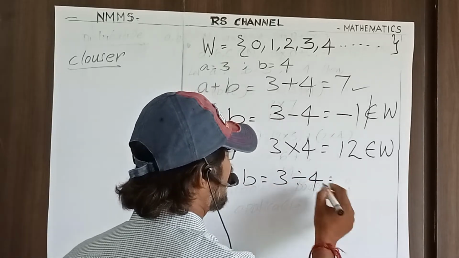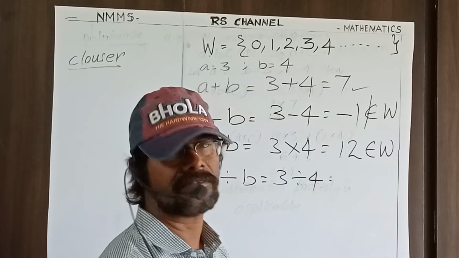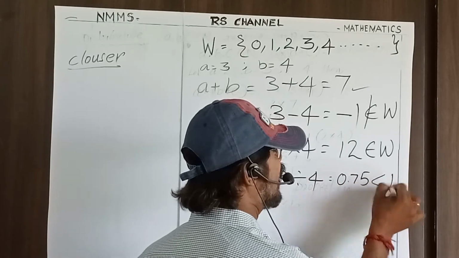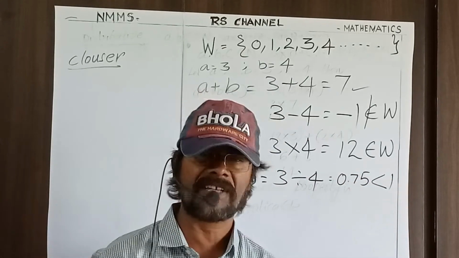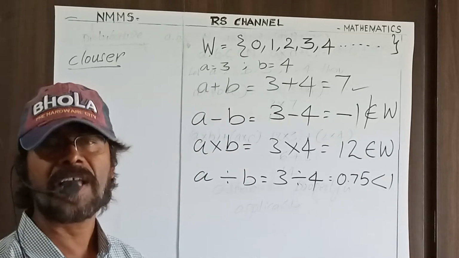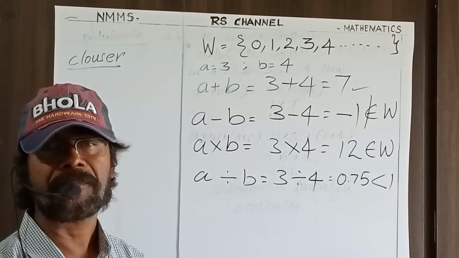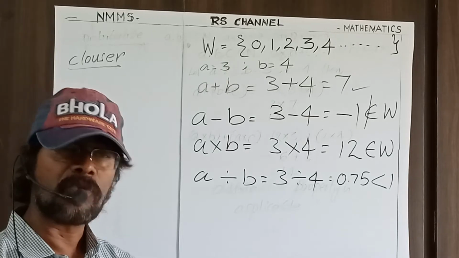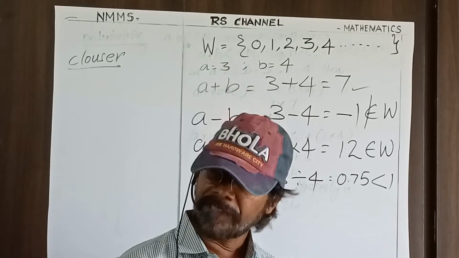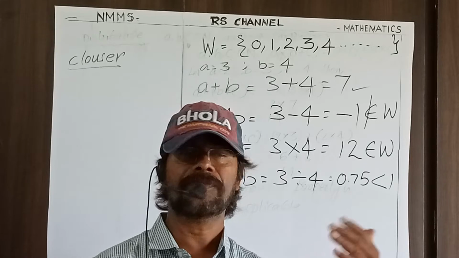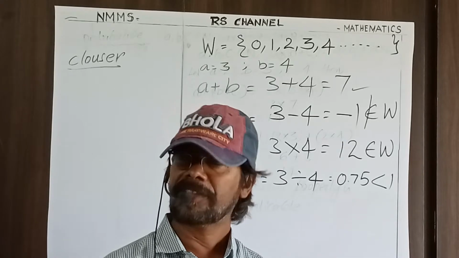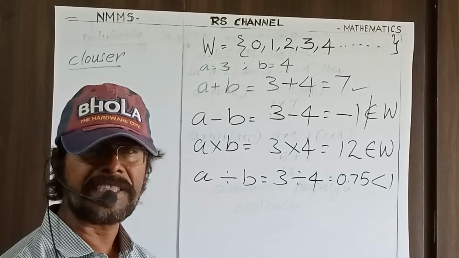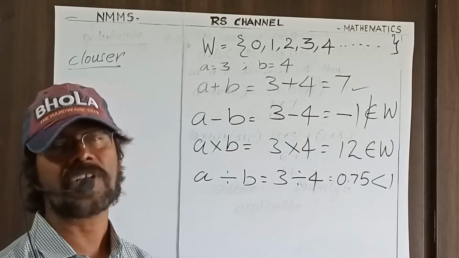We get the answer less than 1. We get 0.75, which is less than 1. So this 0.75, a decimal number, does not belong to whole numbers. So this is also not applicable. So only two operations are applicable for this property. Addition is closed in whole numbers. Multiplication is closed in whole numbers. And it is the same way as natural numbers.